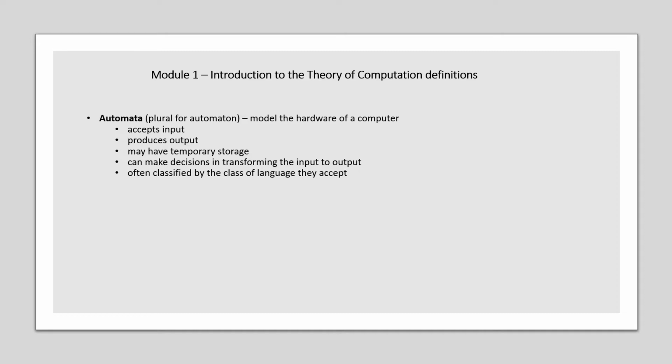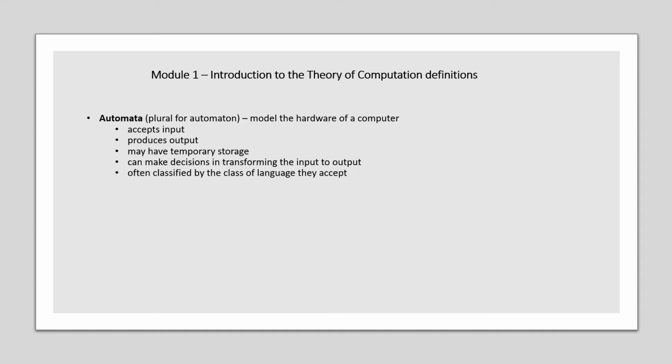So let's get some definitions out of the way first. What is meant by an automata? An automata is plural for automaton. An automata is a model of the hardware of a computer. So we're going to be drawing automata, and we're going to be studying different languages. They're often classified by the class of language they accept.